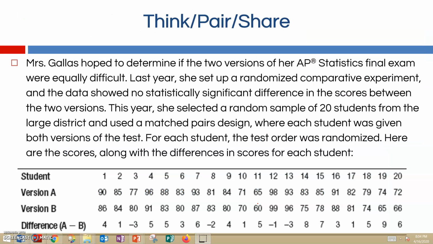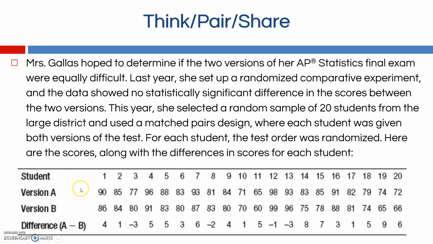All right, so for this very last problem here, it says that Mrs. Gallus hoped to determine if the two versions of her AP Stats final exam were equally difficult. Last year, she set up a randomized comparative experiment, and the data showed no statistically significant difference in the scores between the two versions. This year, she selected a random sample of 20 students from the large district and used a matched pairs design where each student was given both versions of the test. For each student, the test order was randomized. Here are the scores along with the differences in scores for each student.